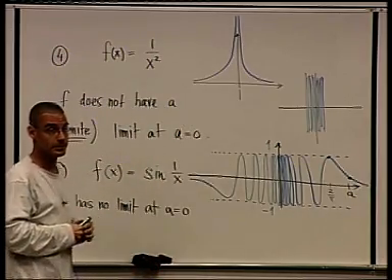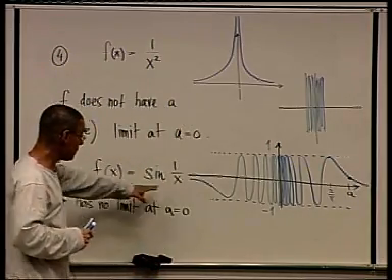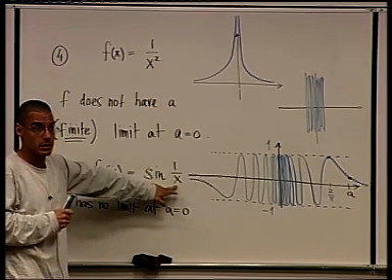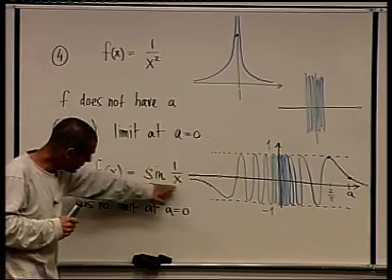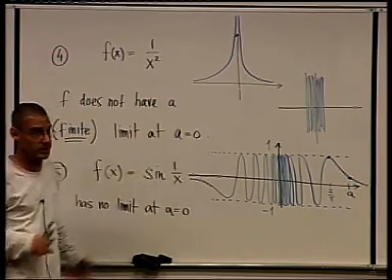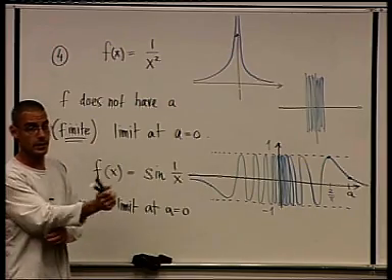At 0, doesn't it still pass through the origin? It's not defined at 0. It doesn't have a value at 0. Right? Do you agree that this thing doesn't have a value at 0? You can't define it at 0. You would be dividing 1 by 0. That's not defined. Okay?